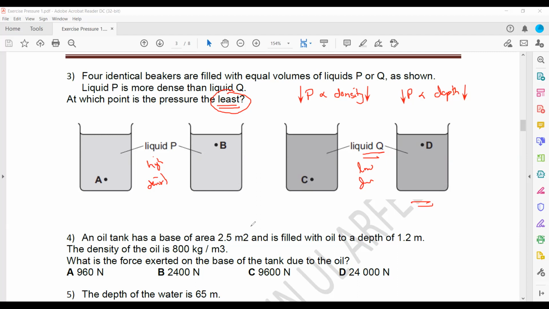So when you compare, we want the density to be lower and we want depth also to be minimum. So Q has the lower depth and it has the least density. That's what D has. So that's why D is the right answer.